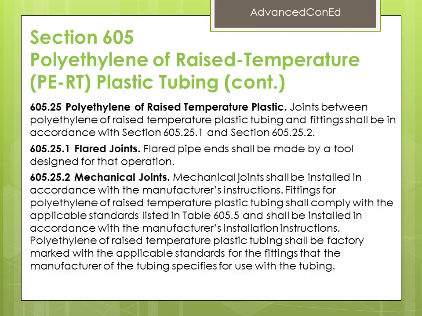Section 605, Polyethylene of raised temperature plastic tubing continued. 605.25, Polyethylene of raised temperature plastic. Joints between polyethylene of raised temperature plastic tubing and fittings shall be in accordance with Section 605.25.1 and Section 605.25.2. 605.25.1, Flared Joints. Flared pipe ends shall be made by a tool designed for that operation. 605.25.2, Mechanical Joints. Mechanical joints shall be installed in accordance with the manufacturer's instructions.